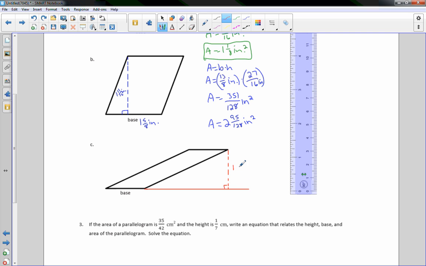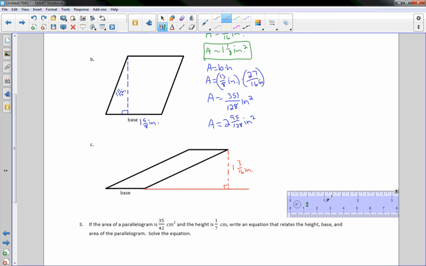Try to write that legibly. 1 3/16 inches. That's the height. Okay, now I'm going to rotate this down to 0 degrees.